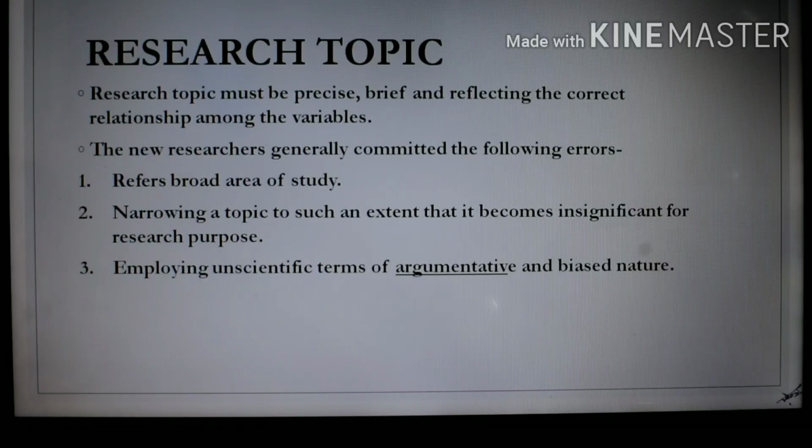New researchers or beginners generally commit the following errors in selecting the topic. One is referring to a broad area of study, narrowing a topic to such an extent that it becomes insignificant for research purposes, and the last one is employing unscientific terms of an argumentative and biased nature. So the beginner of research has to avoid such errors while selecting the topic.